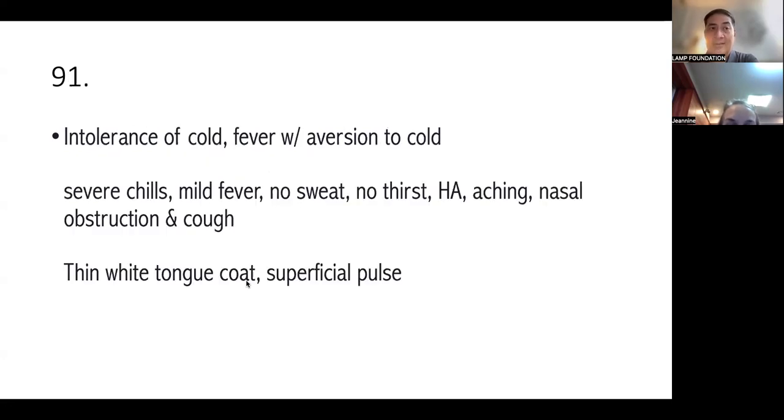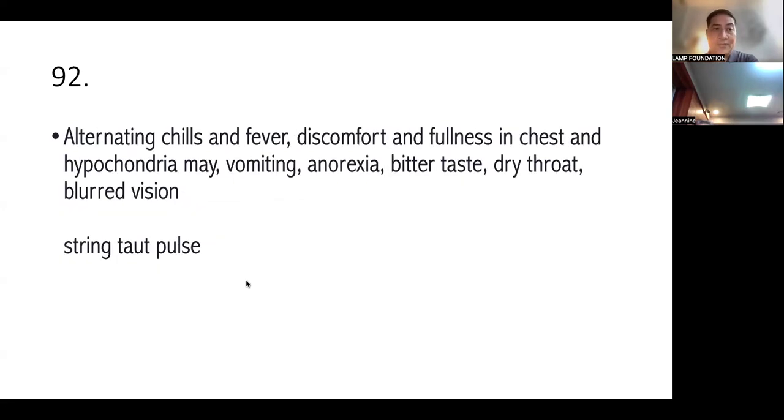Yes, 91. Ano po ito? Intolerance of cold, fever with aversion to cold. Okay, una nyo muna tingnan yung tongue and pulse. What immediately comes to mind? Yung mga coating yan. Tingnan nyo, tongue and pulse pa lang, alam mo na. It is exterior syndrome. Exterior syndrome. Very good.